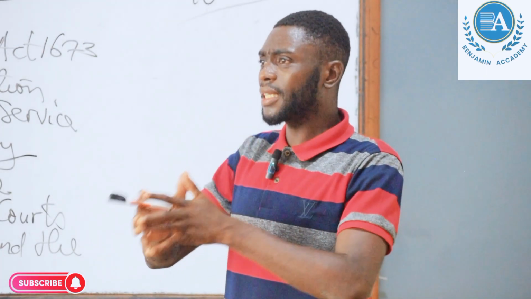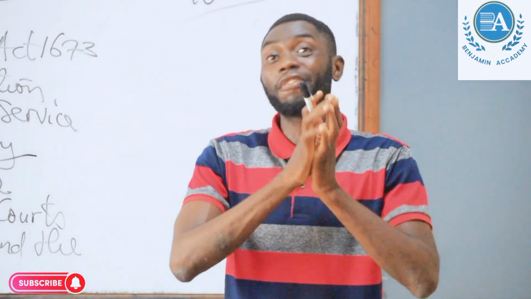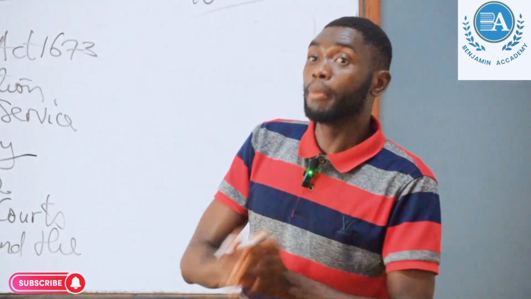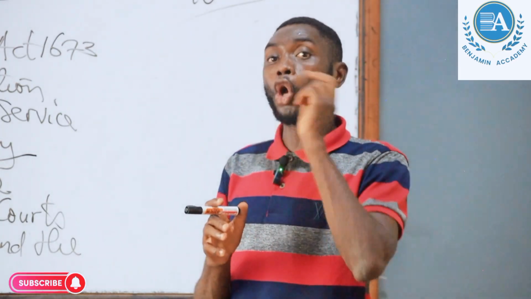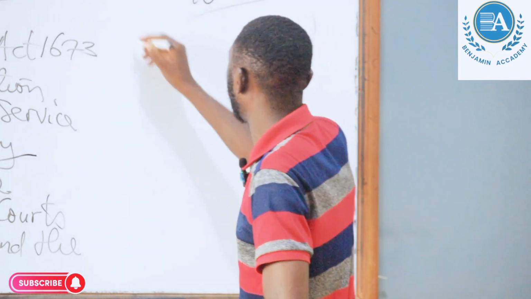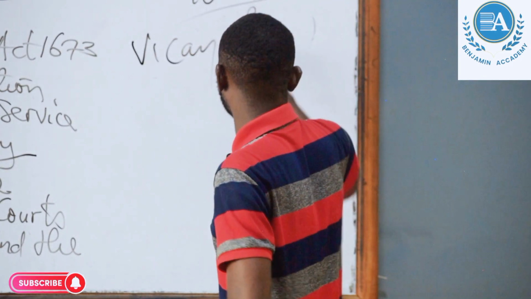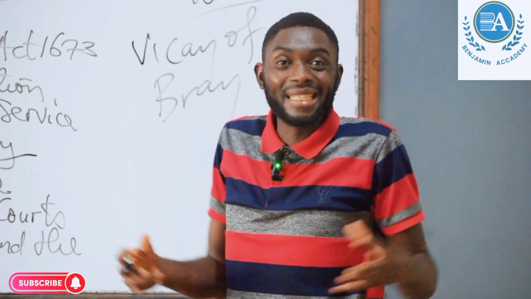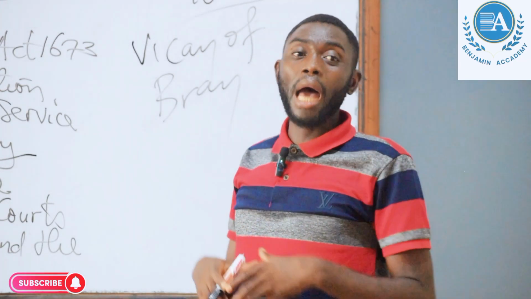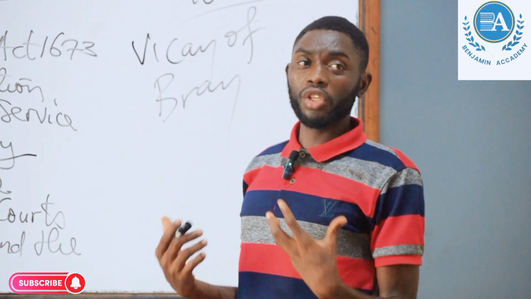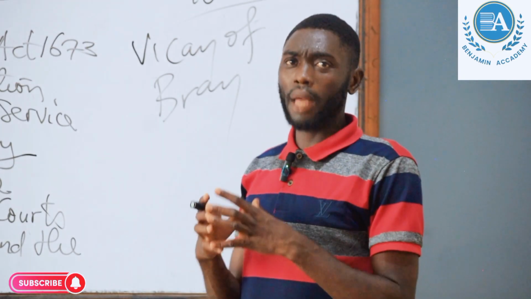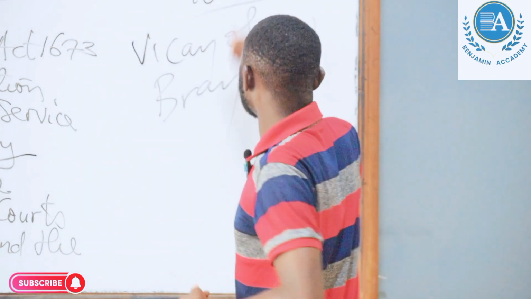And when he sent this first declaration of indulgence to the bishops, he asked them to read it on two successive Sundays. The only bishop that attempted to read this declaration in his church was the Vicar of Bray. Unfortunately for him, as he was reading the declaration, he saw his congregation moving out of the church, and he could not continue.